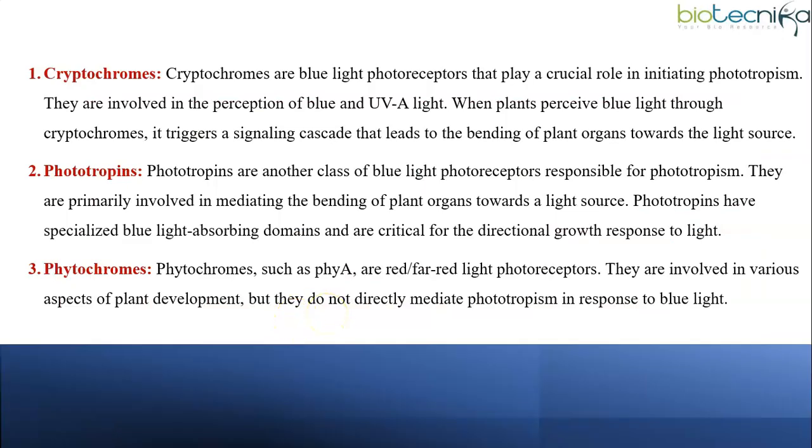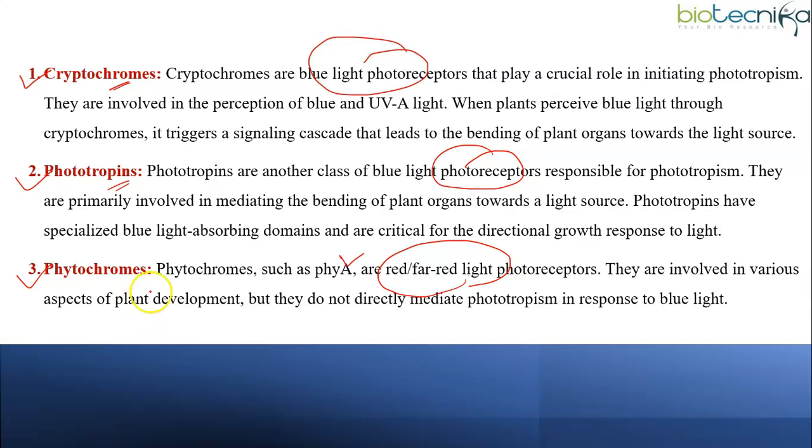So if you compare the three photoreceptors, cryptochromes, phototropins and phytochromes, what is the basic difference? Cryptochromes and phototropins are a class of blue light photoreceptors involved in phototropism, whereas phytochromes like phytochrome A are red and far red light photoreceptors. Although they are involved in various aspects of plant development, they are not directly mediating phototropism in response to blue light.